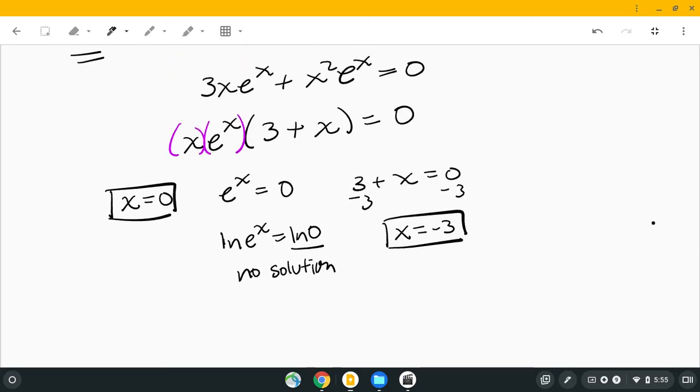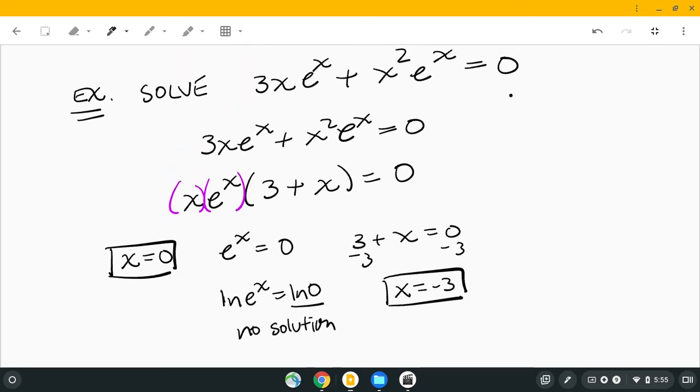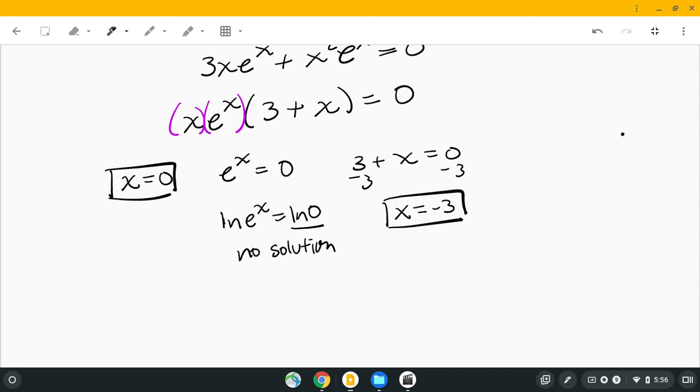Okay, so in the first video, we looked at how to solve exponential equations, and we stopped off right over here using factoring. Okay, so now we are going to look at log equations. Solving logarithmic equations.